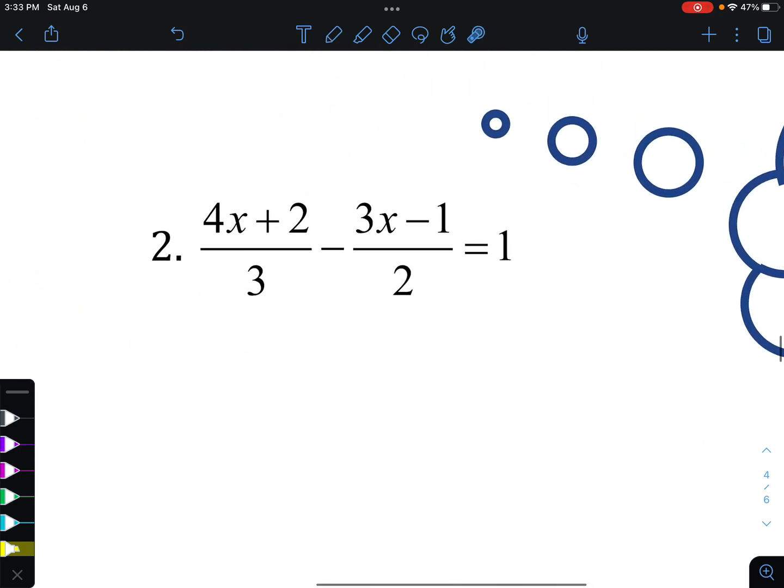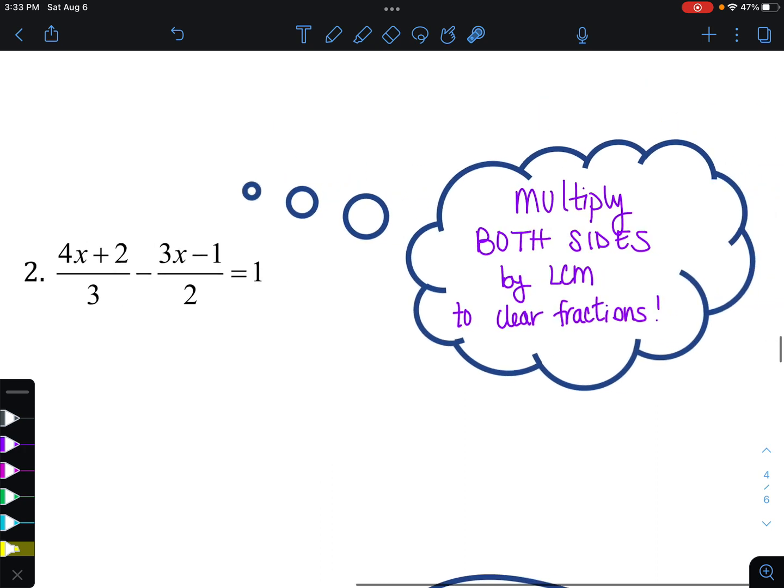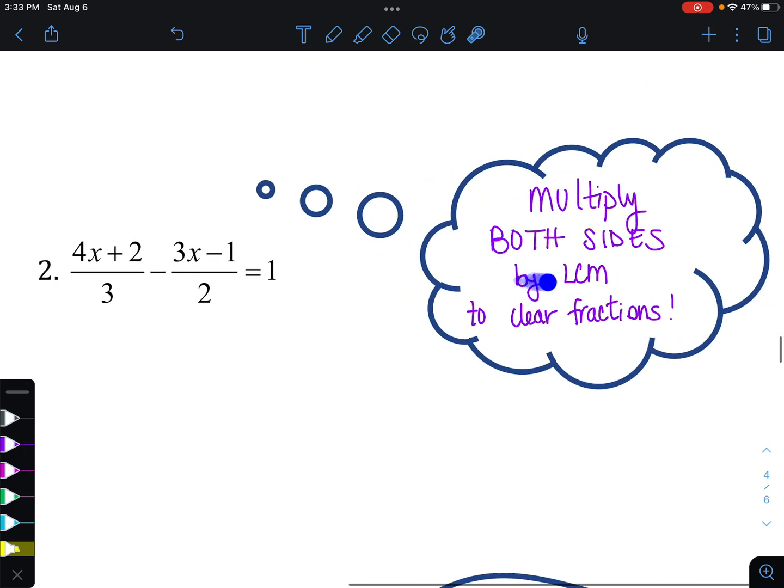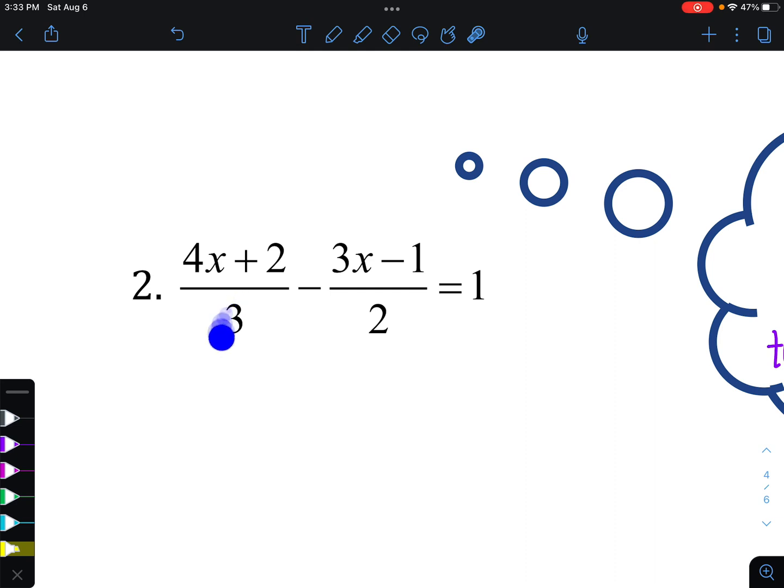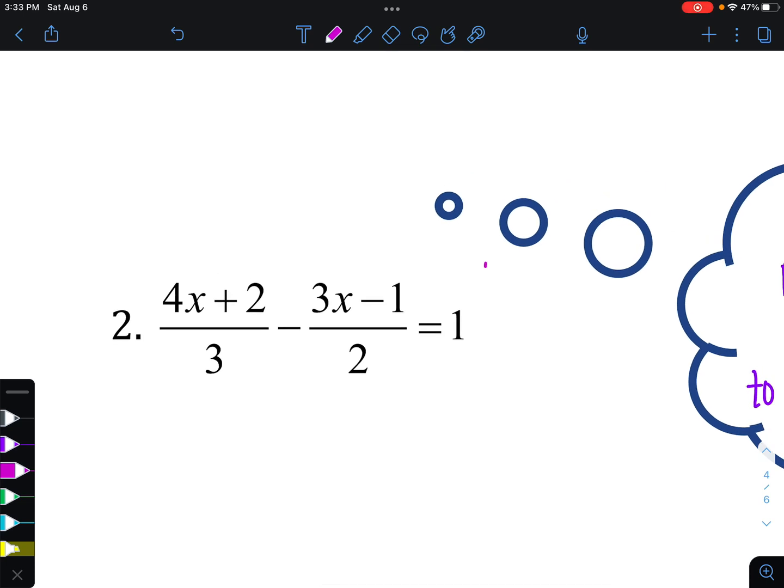So again, rational equation. The bubble here is, don't forget to multiply both sides of the equation by the least common multiple to clear that fraction. So when we're looking at the denominators here, the denominators are 3 and 2. The LCM, the least common multiple of 3 and 2, is 6. So I'm going to multiply every fraction by 6.